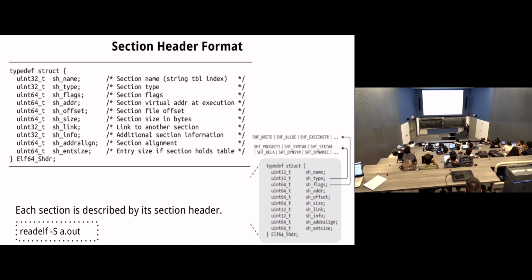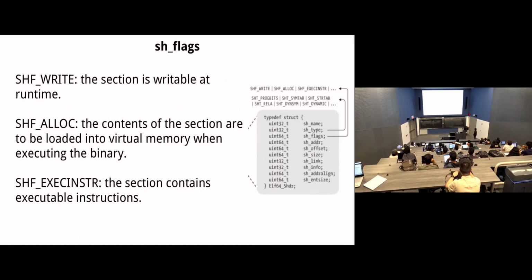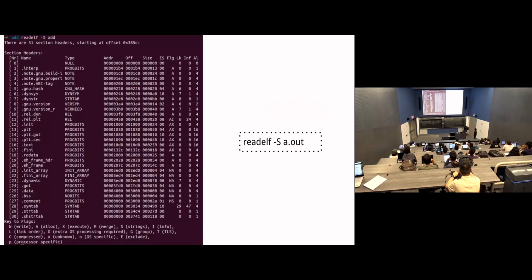The sections can have different flags. For example, the section is writable. The section has to be allocated. The section is executable instructions, EXECINSTR, so it tells you what this section is. Let's skip this. If you use readelf, you can get all the sections of a program. Let's say this is the AND program. We get all the sections. Some of the sections maybe you can recognize.